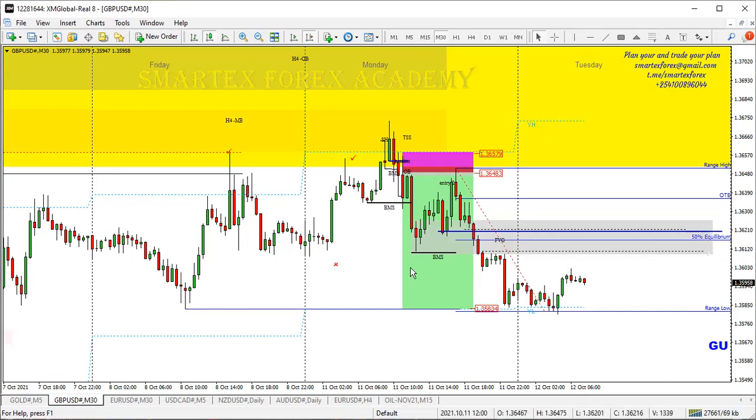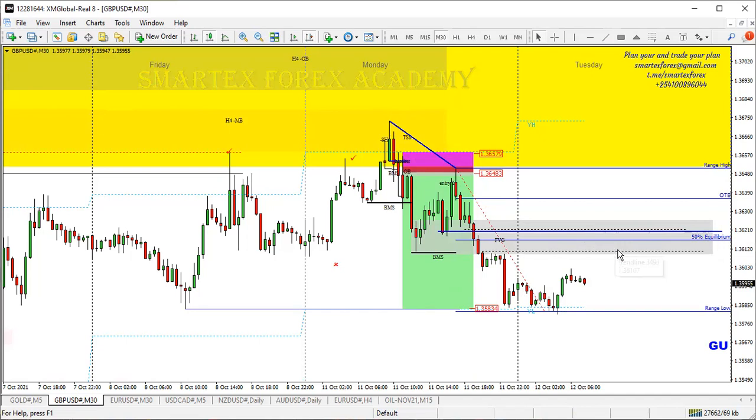You see that? That's a mitigation block zone, because we have an SMC here. See that SMC? Yeah, break of structure, so you expect a return to this zone. This is a high probability zone area.